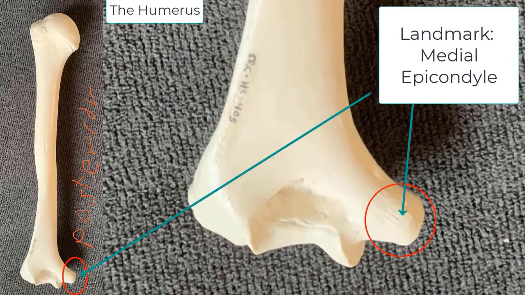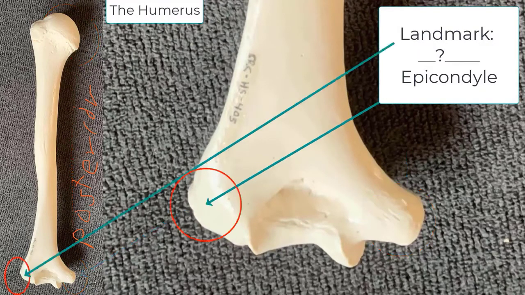Another landmark that you'll need to know is called the medial epicondyle. And so if your head is always in medial position, then the feature that's pointing in the same direction as the head on the distal end is also going to be medial. So this is the medial epicondyle. And so this landmark on the other side of the medial epicondyle would be what kind of epicondyle?